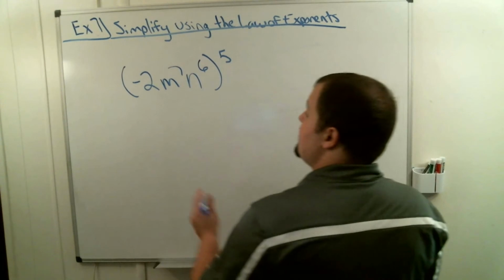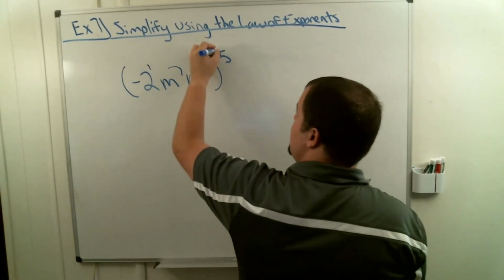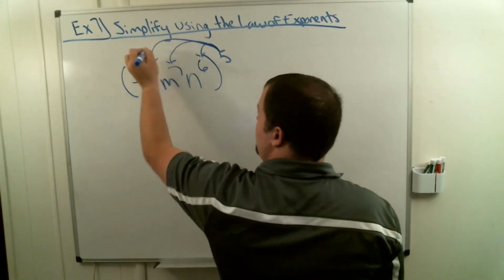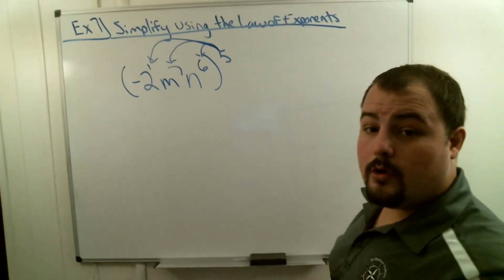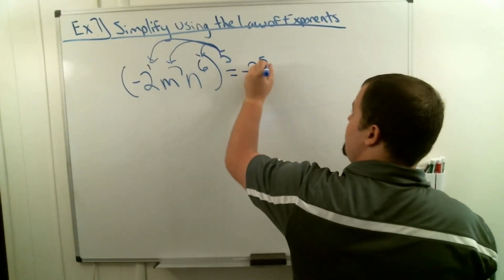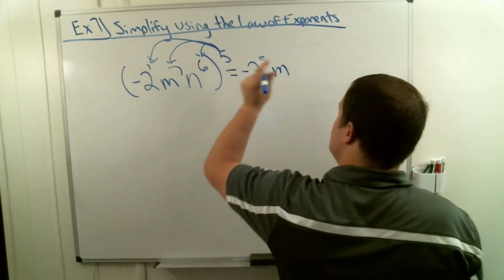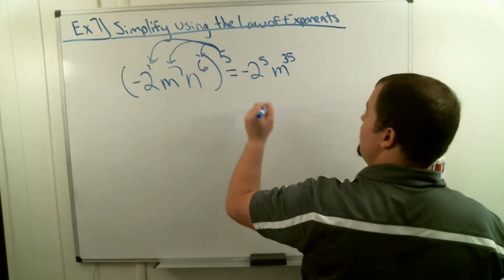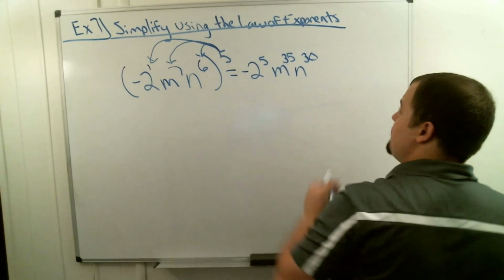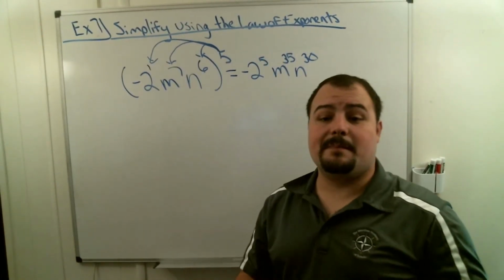Cool. So I have a number that doesn't have an exponent. I'm going to go ahead and put a 1 there. This 5 doesn't just go to the 6, but this 5 goes to the 7, and it goes to the 1. So I have to multiply that 5 to all those exponents. So what I really have is a negative 2 to the 5th power, an m, 5 times 7, to the 35th power, and an n, 5 times 6, to the 30th power. So this would kind of be my answer.